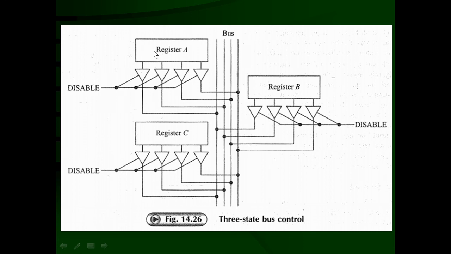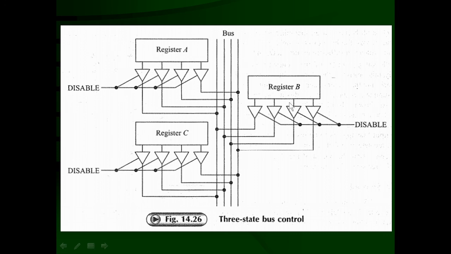Now, suppose you want to take the data of register A to the CPU or MPU through this transmission line or through this bus system. That means you have to make this disable input low. That means all these switches are going to be closed, and the output of this non-inverting buffer takes the value of the input of this one. And hence the content of register A will be on the transmission line.